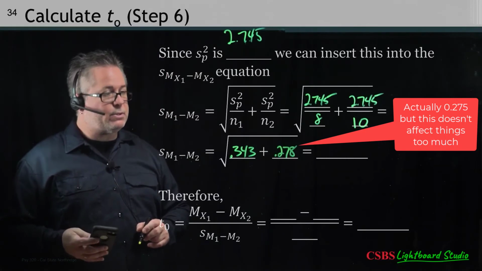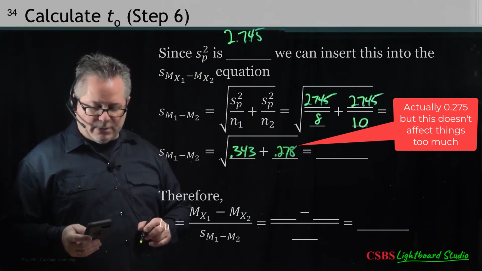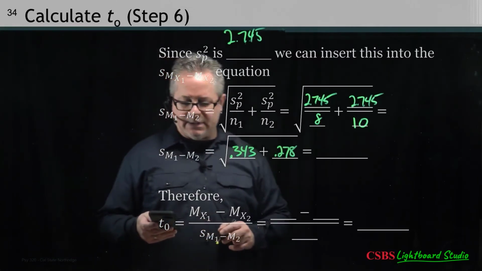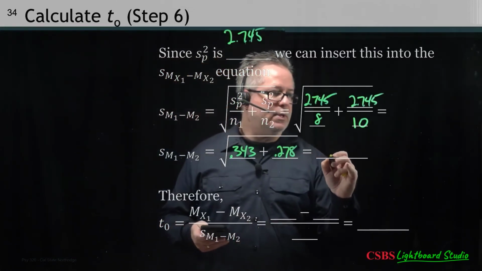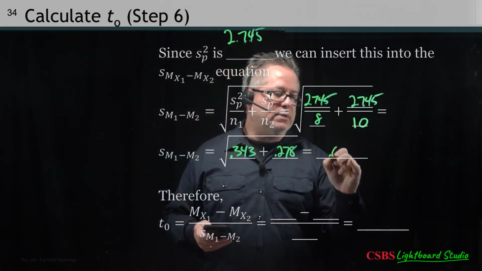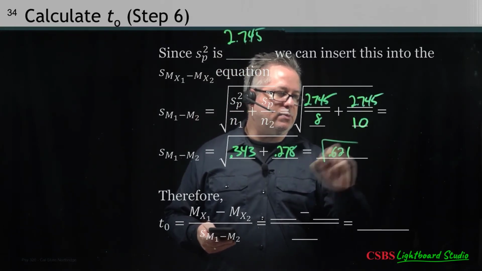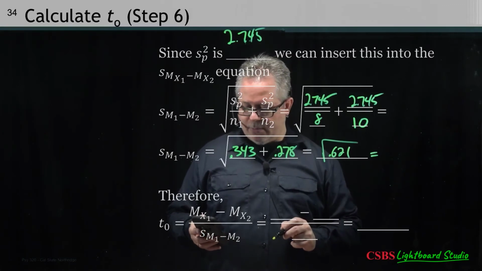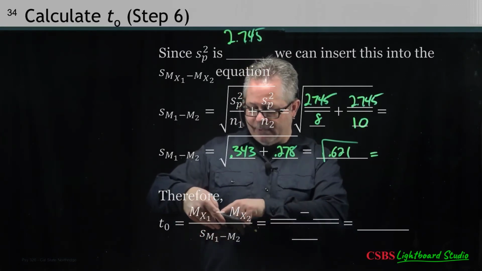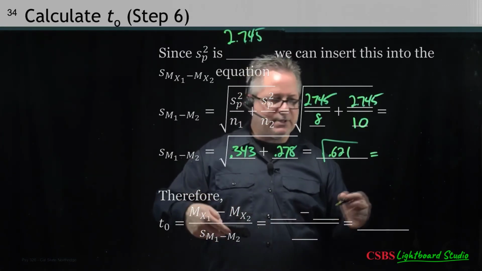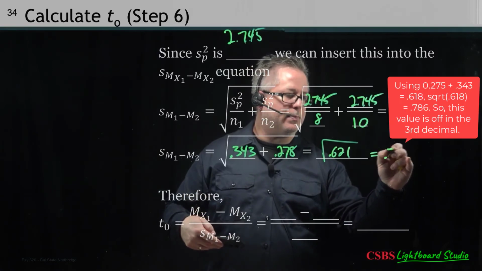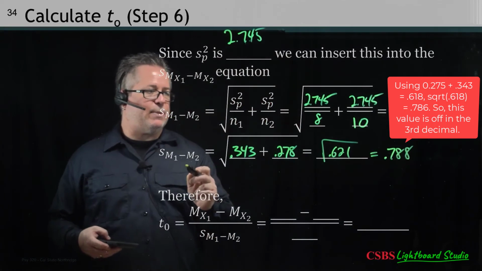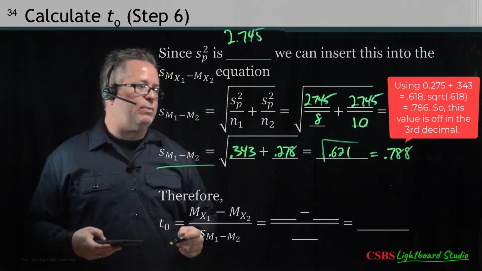0.343 plus 0.278 equals 0.621. So if I add them together, this is 0.621, still square rooted. And if I take the square root of that, the square root of 0.621 is 0.788. Okay, 0.788 then is my standard error of the difference between the two means.